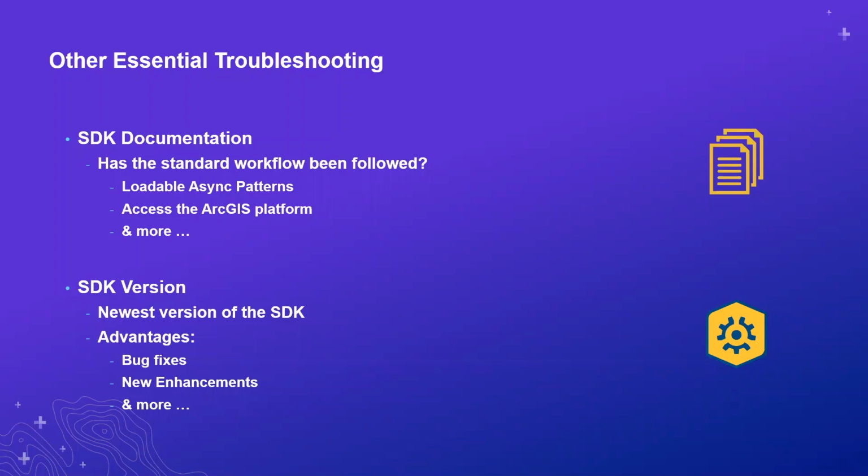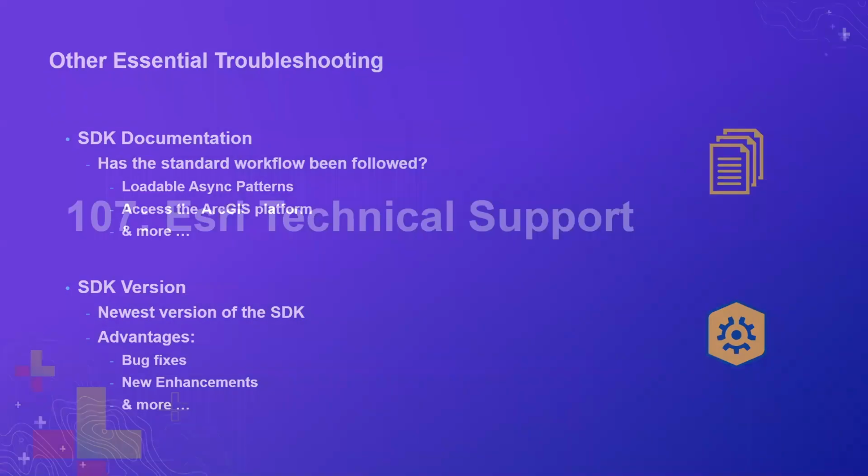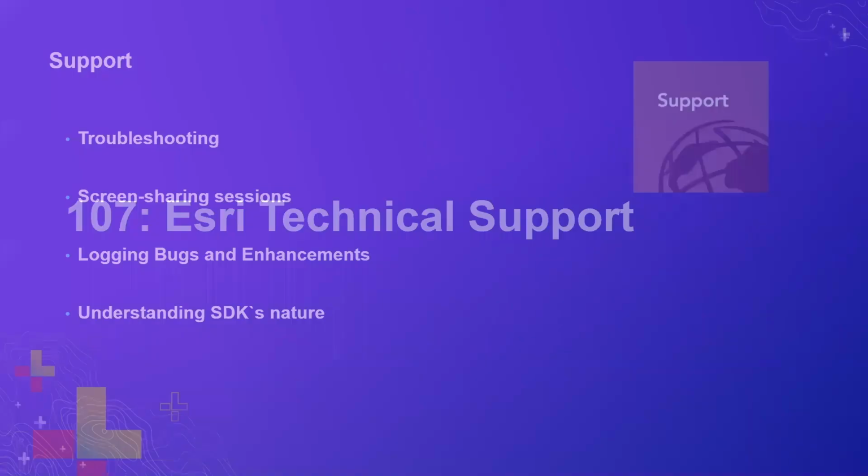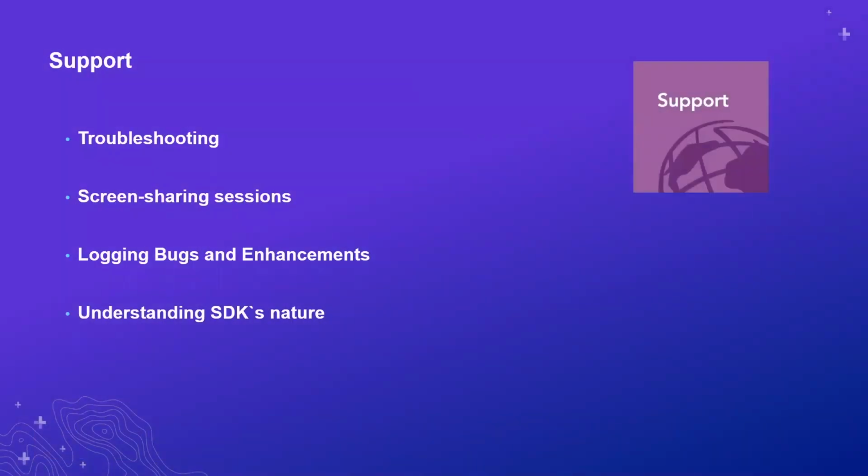One advantage of using the latest version of the SDK is that we can have bug fixes for some of the issues, or we can find some of the new enhancements being addressed. And at last, you can always reach out to us at Esri Technical Support. Here, we will help you in troubleshooting by doing screen sharing sessions and following some of the troubleshooting guidelines which we discussed before. We can help you in logging bugs and enhancements. And more than this, both you and us can collaborate in understanding what is happening in the SDK and then moving ahead in resolving a particular issue.